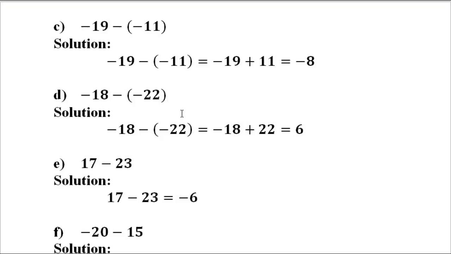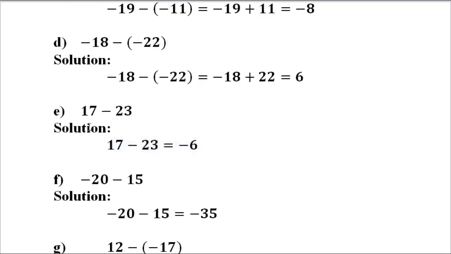The fourth part of the question is negative 18 subtract negative 22. This statement is similar to the third part of this question. First, the negative of a negative is a positive, so the statement simplifies to negative 18 plus 22. Now we have two numbers with unlike signs, so let's subtract the absolute value of 18 from the absolute value of 22. The answer 6 will have a positive sign because the absolute value of 22 is greater than the absolute value of 18.